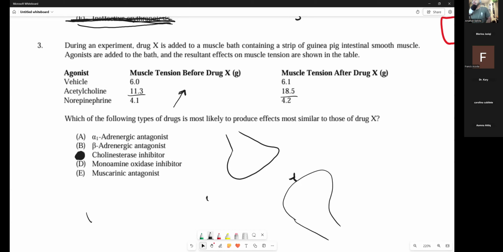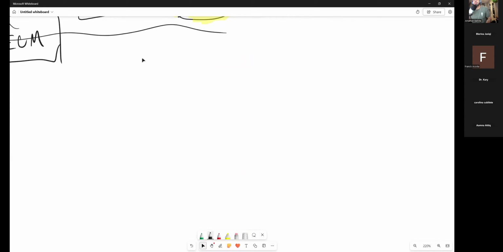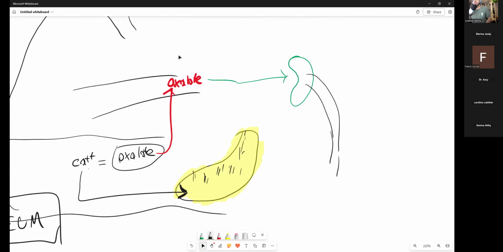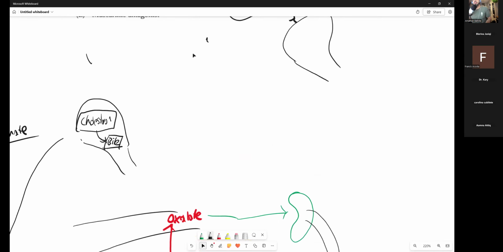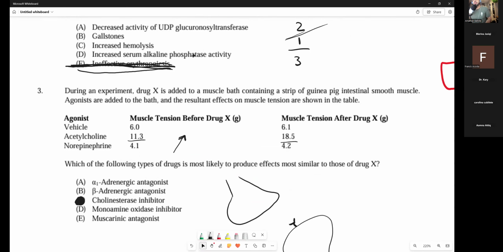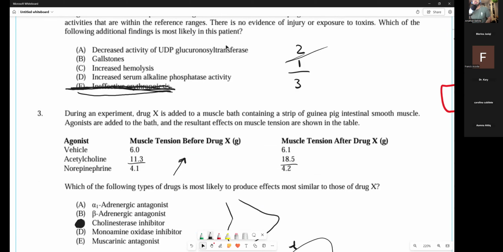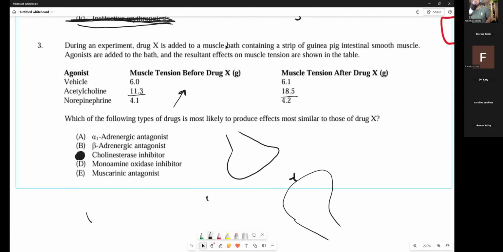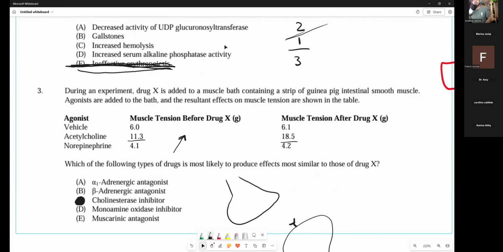Is Carolina still around? Carolina's still there. Good. Organophosphates, they do the same. Yes, they do. Definitely, they will inhibit this. Yes. Neostigmine, pyridostigmine, physostigmine. Yes.